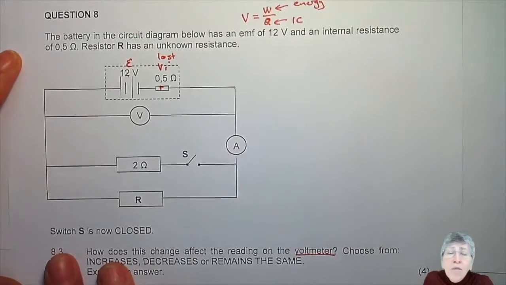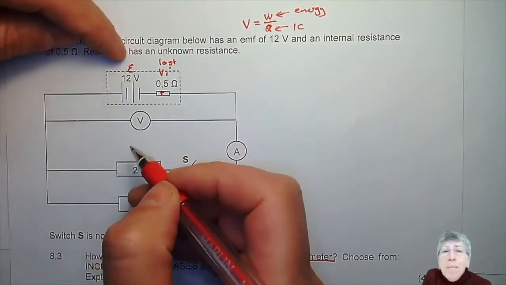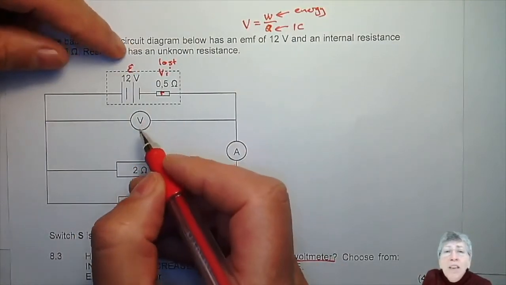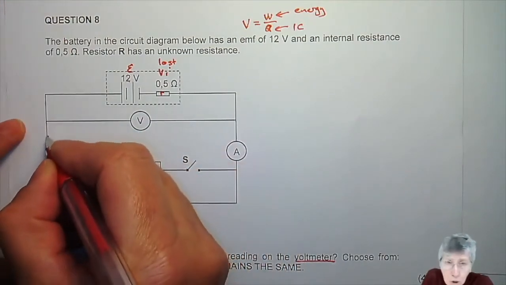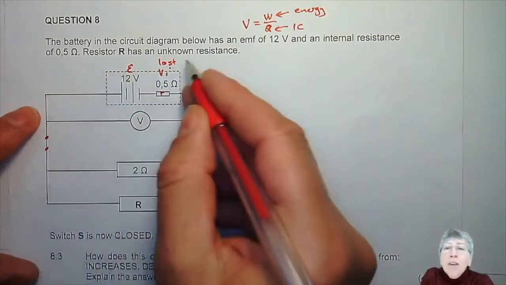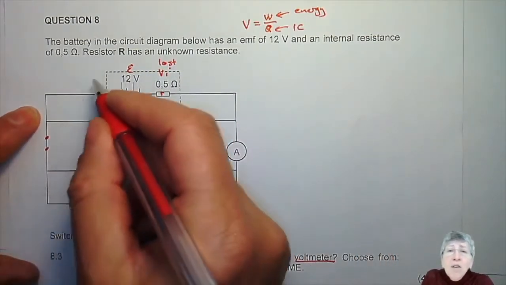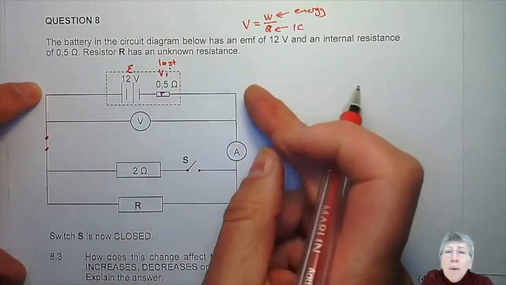Now let's look at that voltmeter. What does it read? It does not read the EMF at the moment. When will it read the EMF? If there was a switch over here and that switch was open and I opened that switch, it would have meant no current flowing. And if there's no current flowing, then this voltmeter would just read the EMF.